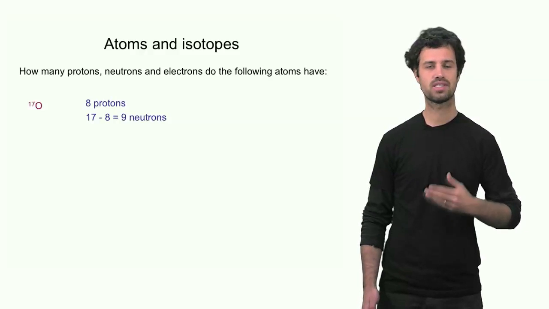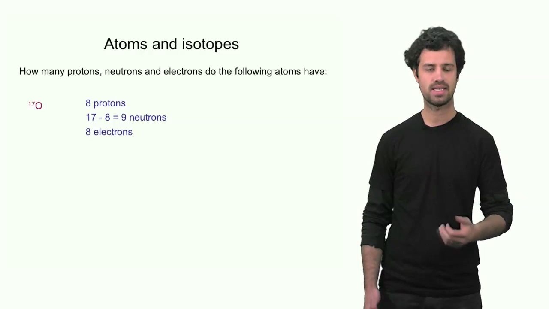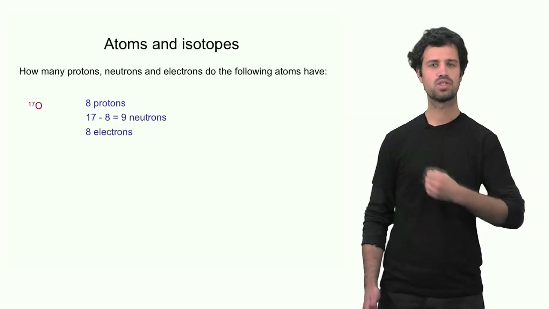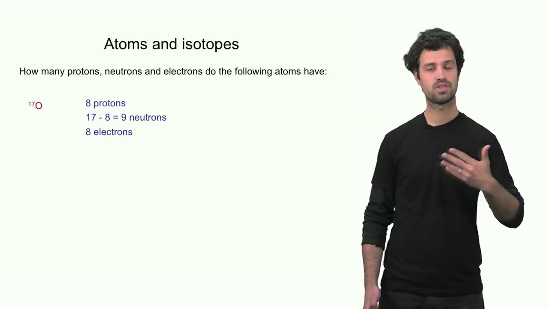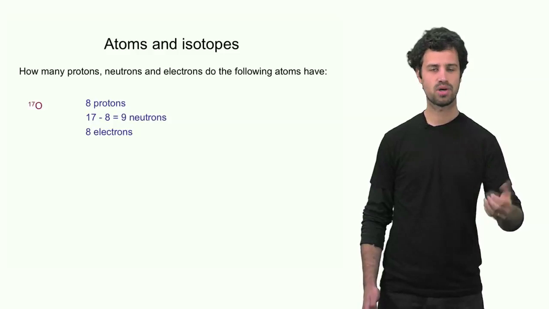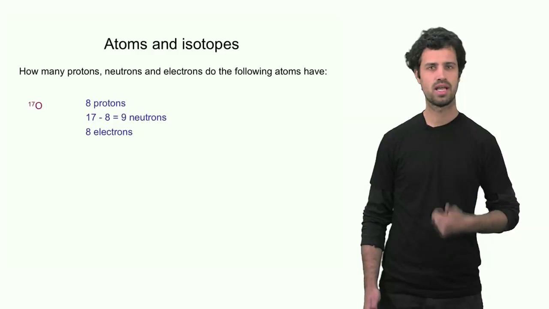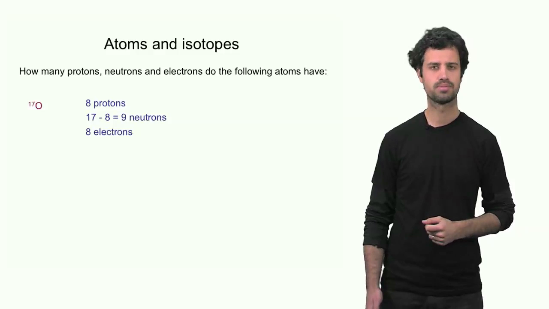The number of electrons is the same as the number of protons, which is 8. That is because the element is neutral. That means it must have the same amount of electrons as protons. The positive charges and the negative charges need to be the same.